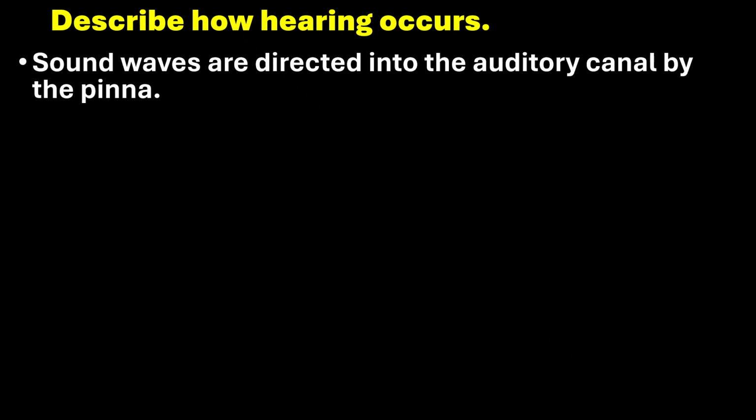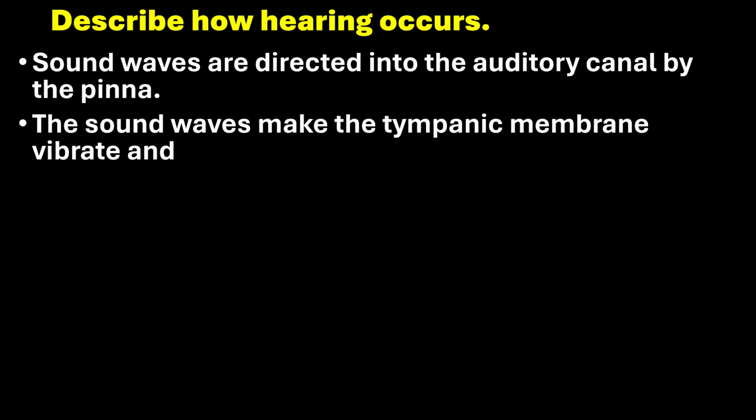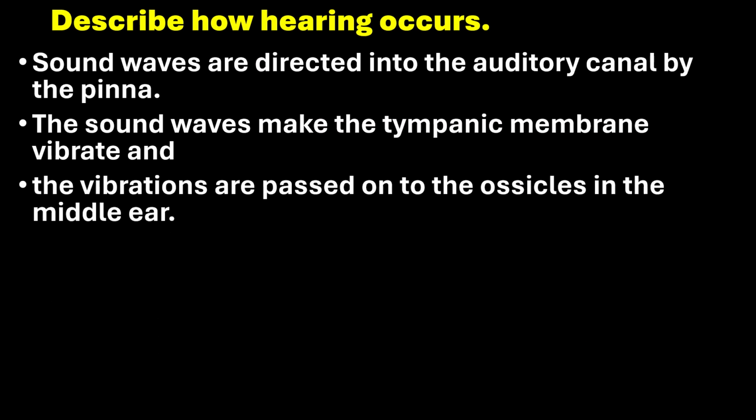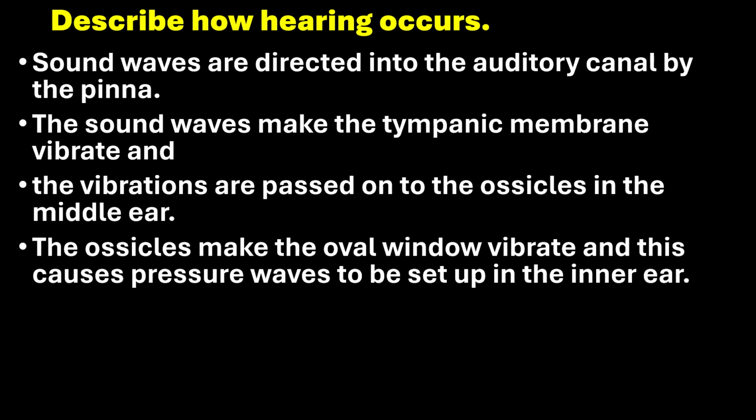So this is how we hear sound. First of all, sound waves are directed into the auditory canal by the pinna. And then the sound waves make the tympanic membrane vibrate. Then the vibrations are passed on to the ossicles in the middle ear. The ossicles make the oval window vibrate, and this causes pressure waves to be set up in the inner ear.